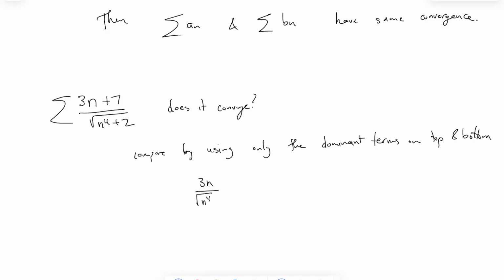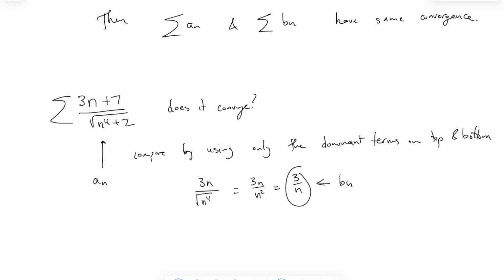Dominant because, between 3n and 7, when n is super big, the 7 really doesn't matter anymore. If n is like 1,000,000, adding 7 doesn't make much of a difference. And same goes for down here. So this we can actually simplify a little bit, right? That's 3n over n squared, and this is actually 3 over n. And so that's what I'm going to use for the b's. So this is going to be my b_n, and what I start with is my sequence of a_n's.